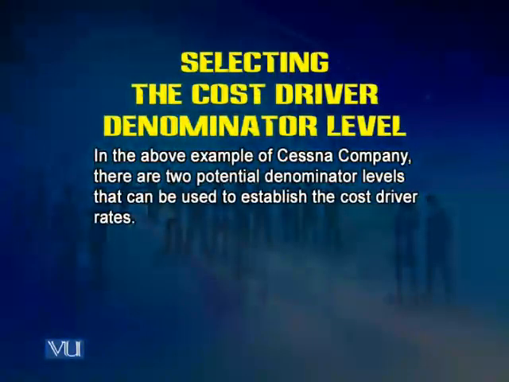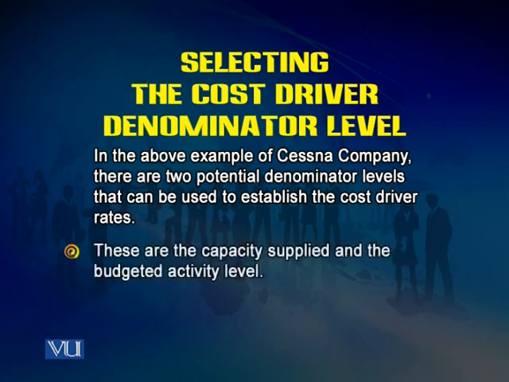However, if this increase in demand is on a continuous basis, then at some stage the organization will have to make that extra expenditure and expand the resources being supplied to the organization to meet this new excess demand. Selecting the cost driver denominator level. In the above example of Cessna Company, there are two potential denominator levels that can be used to establish the cost driver rates. These are the capacity supplied and the budgeted activity level.